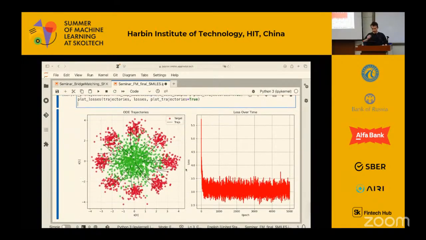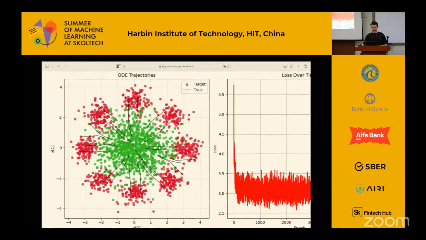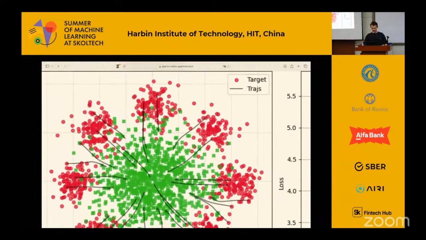And yeah, so we can see the start distribution, which is these green points, and the target distribution that our flow matching has generated, these red points. So as you can see, this is properly 8 Gaussians. So flow matching learned our distribution very, very well. And yeah, so this is great. But then let us see the trajectories.